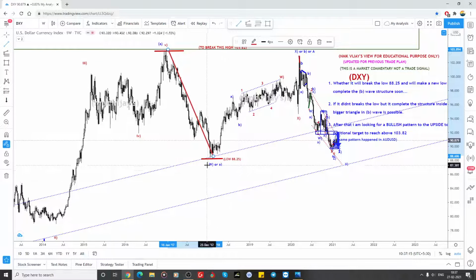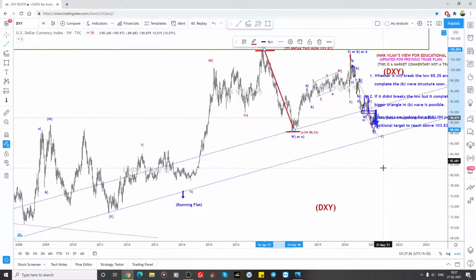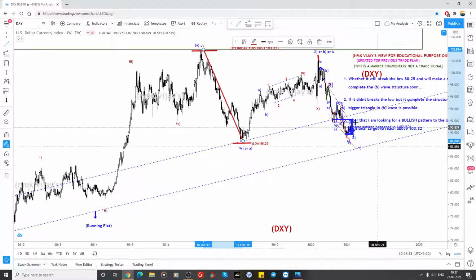So we just kept this as a W or A. In that case, if it is a W, X could be a triangle or B could be a triangle, and C has to shoot to the downside to reach that 87, or the next level is 83. So that is one more possible in that positional view.